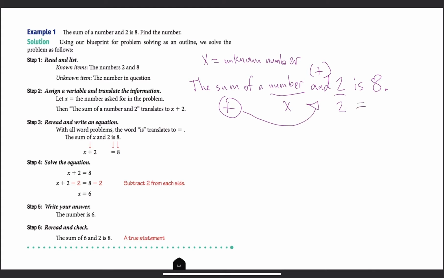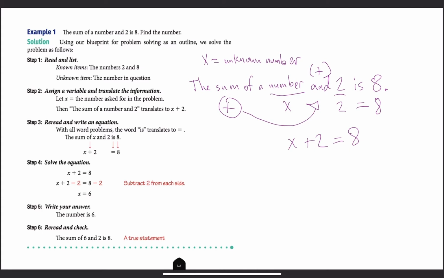Is code for equals, and 8 is 8. So hopefully you can see what's emerging here is, the sum of a number and 2 is 8. So that's how we translate from a word problem to a mathematical equation that we can then solve.